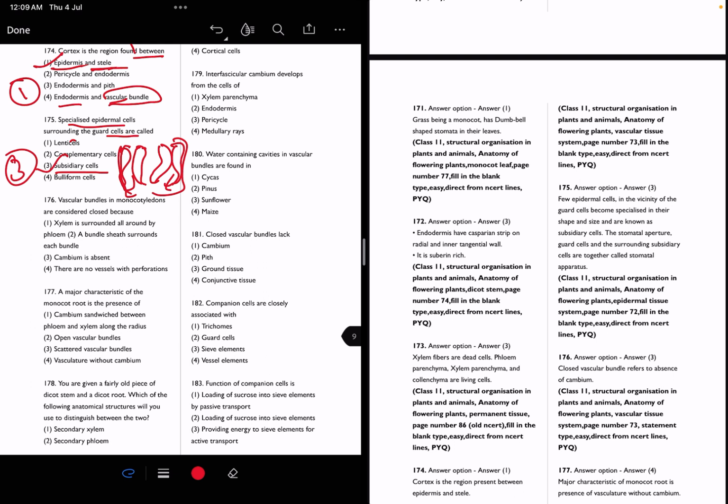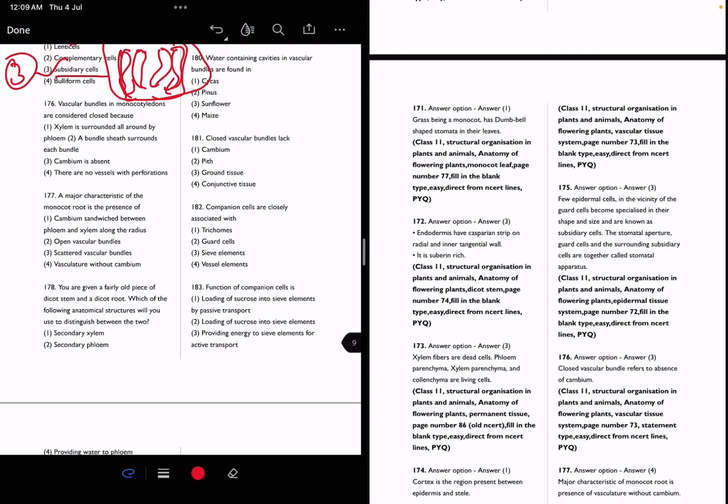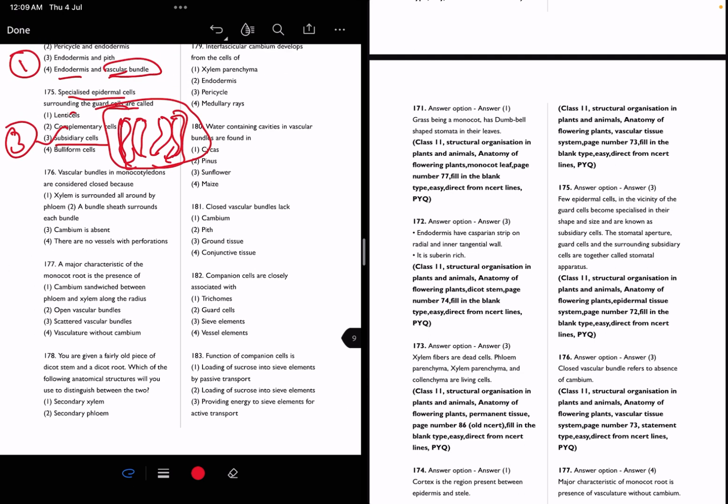175. Few epidermal cells in the vicinity of the guard cells become specialized in their shape and size and are known as subsidiary cells. The stomatal aperture, guard cells and surrounding subsidiary cells are together known as the stomatal apparatus. This is a five marks question in board exams also. And in NEET, one or two questions will be asked.